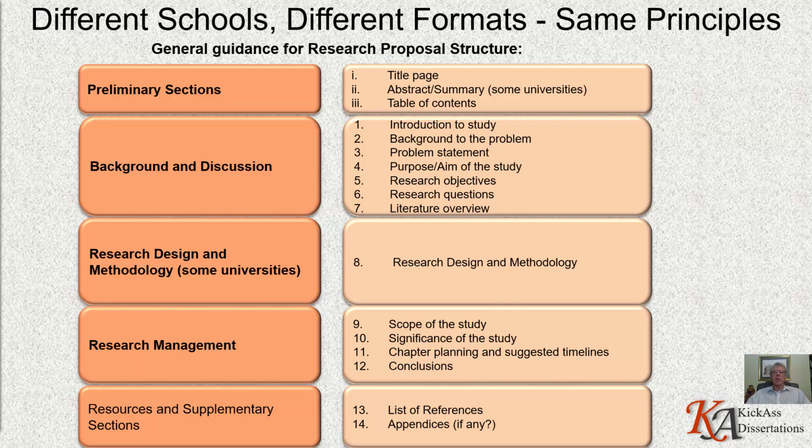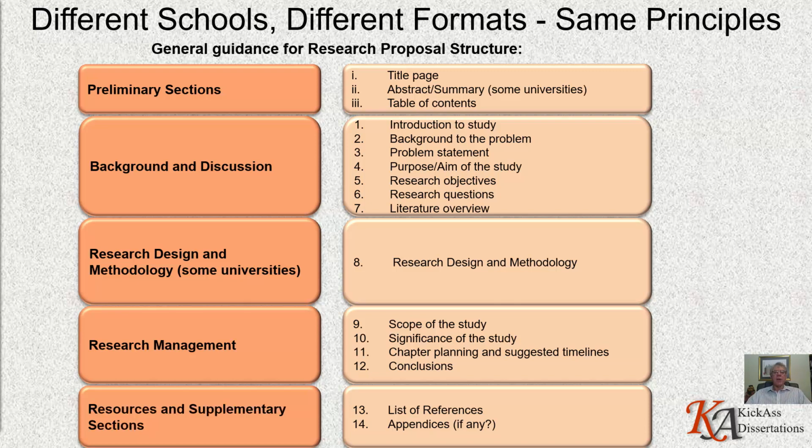Then the next section will be research management. So these are normally quite smaller aspects of your dissertation proposal, but again important because it will cover areas such as the scope of the study, the significance of the study, chapter planning and suggested timelines, and then lastly conclusions. And again, you will find that different universities will have different approaches to this.